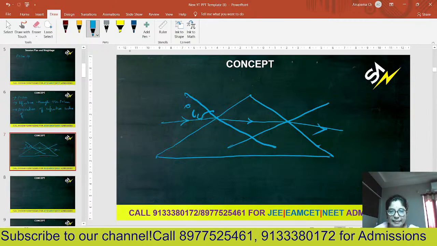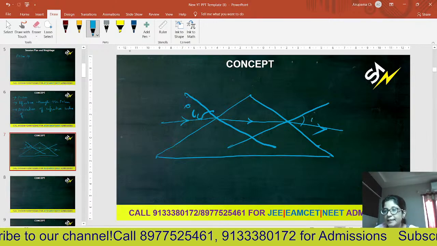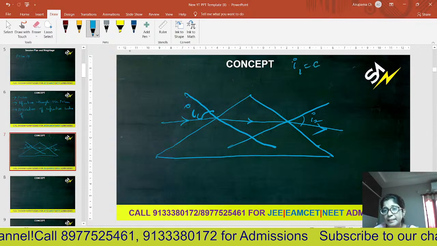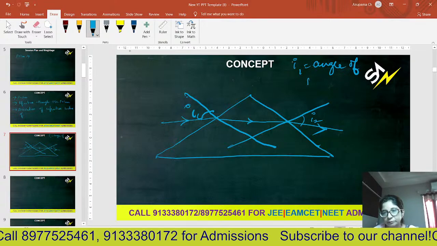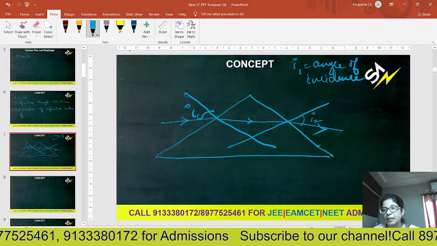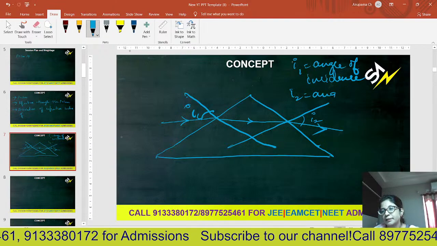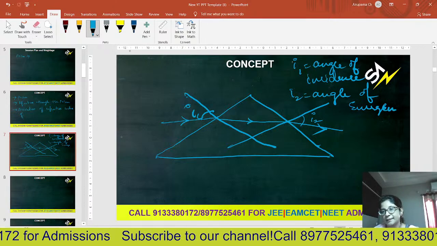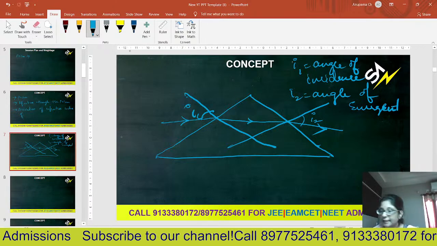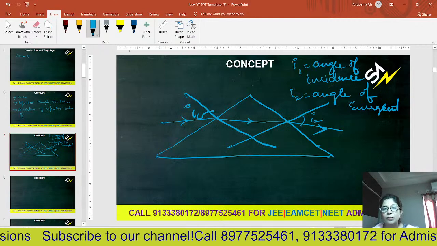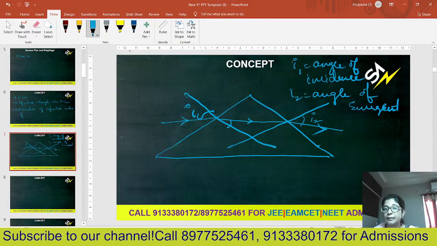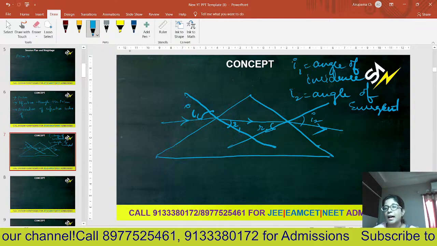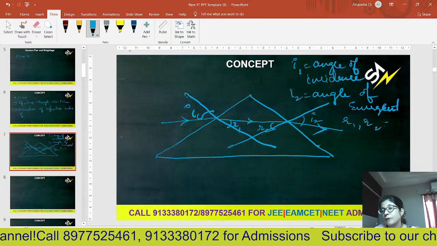So let us take this as I1, which is the angle of incidence, and I2 is the angle of emergence. I1 is the angle of incidence and I2 is the angle of emergence. So we have got two angles here. Apart from that, this is the light ray which is bending towards the normal, so this makes an angle here. This is R1, and this side one is R2. R1 and R2 are the angles of refraction.